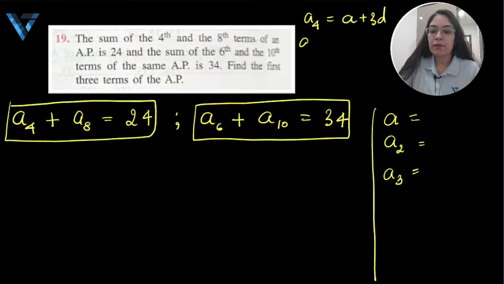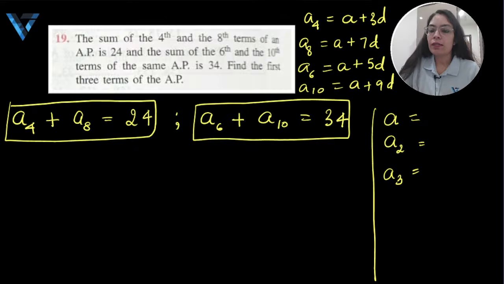Then A8 is given to us. A8 equals A plus 7D. Then A6 equals A plus 5D. Then A10 equals A plus 9D. So all these formulas we'll substitute here, and the equations we can further simplify. The fourth term is A plus 3D, so simplify the equation and write what we are getting.